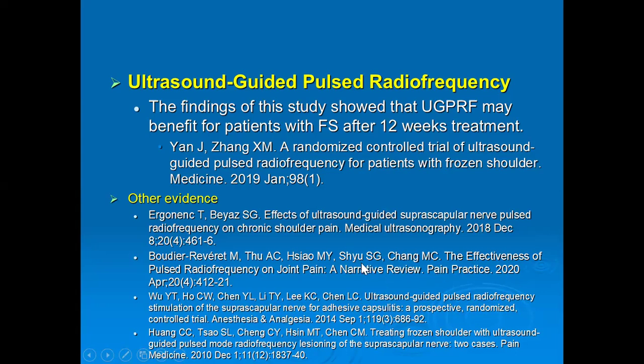These all are the different studies showing the effectiveness of ultrasound-guided pulse radiofrequency in patients with diabetic arthritis. So this study is the effects of ultrasound-guided suprascapular nerve pulse radiofrequency on chronic shoulder pain, the effectiveness of pulse radiofrequency on joint pain, ultrasound-guided pulse radiofrequency stimulation for the suprascapular nerve of diabetic arthritis, and treating the shoulder with ultrasound-guided pulse radiofrequency. So all these studies show very significant effectiveness of ultrasound-guided pulse radiofrequency.